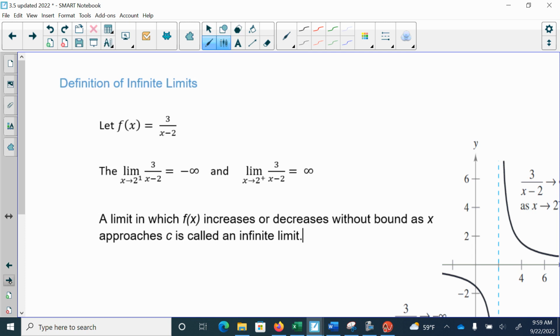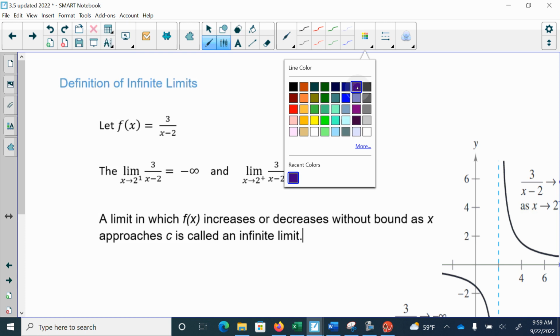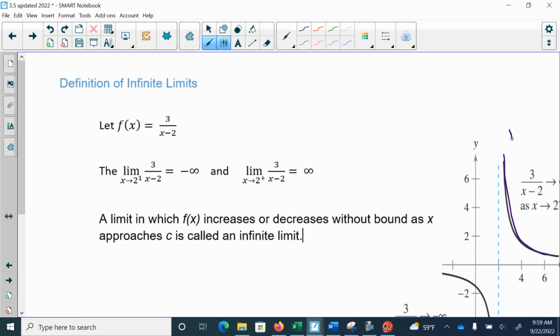If you have an infinite limit, that means that when you go to find the limit, either your graph goes up and up and up, so this would be positive infinity, or your graph goes down and down, which would be negative infinity. That's what it means by infinite limits. Your limit is approaching either positive infinity or negative infinity. Not your C. This C value is still approaching a number. Does that make sense?